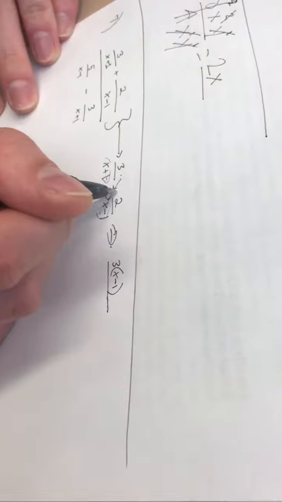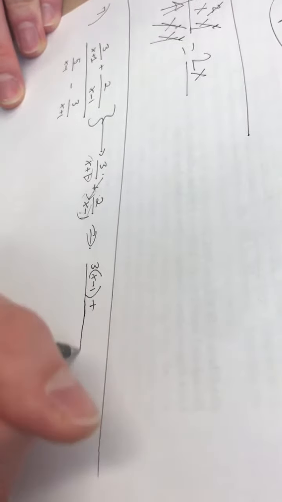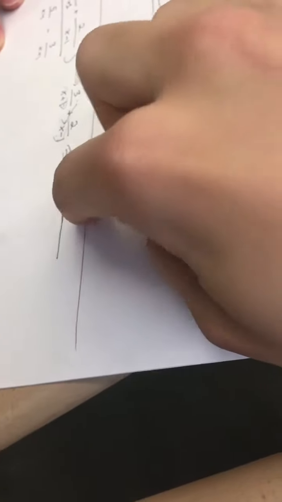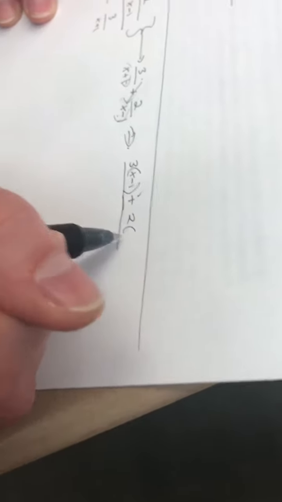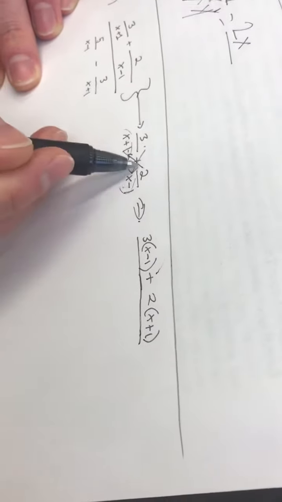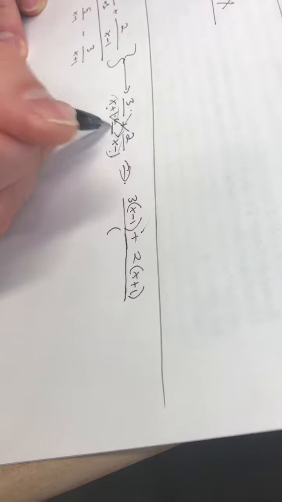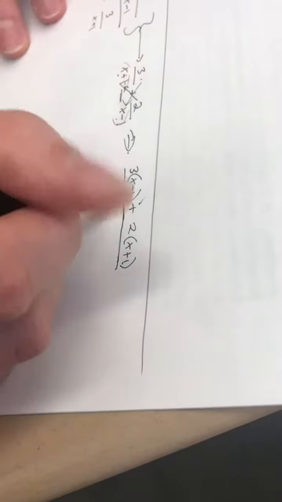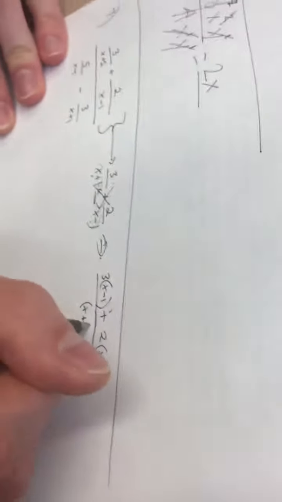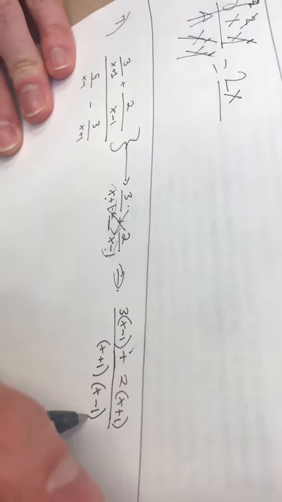And then the second part, we're still adding, so the separation between the two parts is the same sign. We copy the same sign here. And then it's 2 times x plus 1, so we're multiplying this by this. And the denominators are both multiplied by each other, so that's x plus 1 times x minus 1.